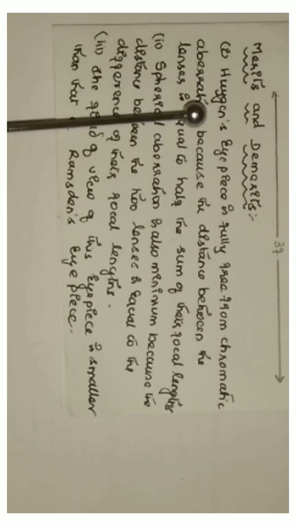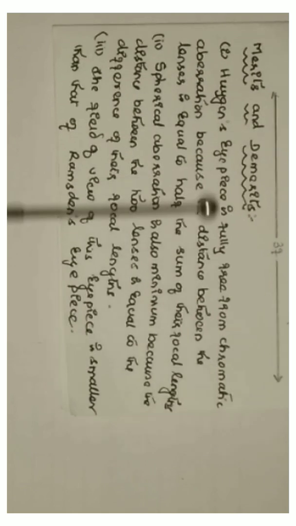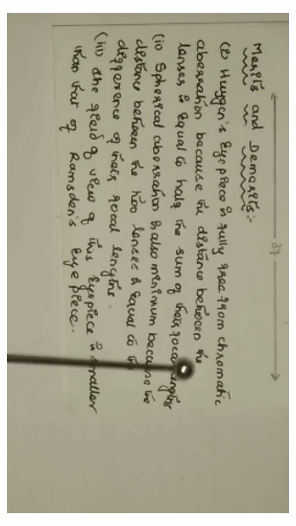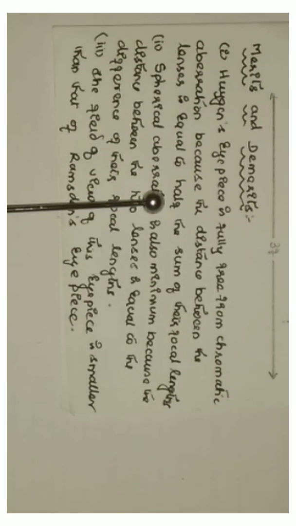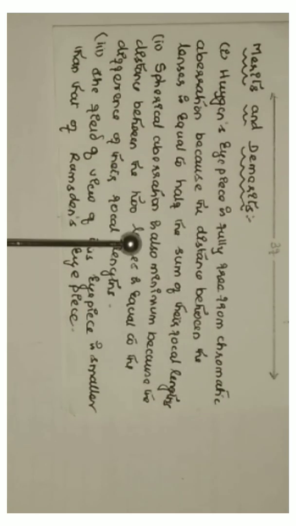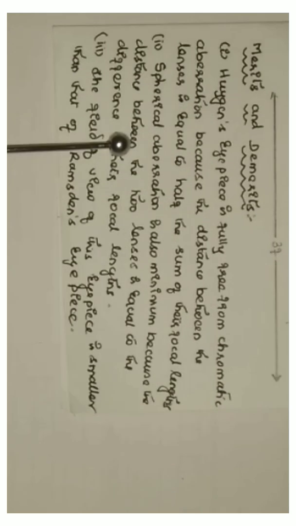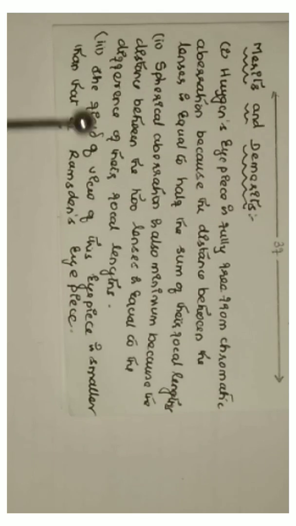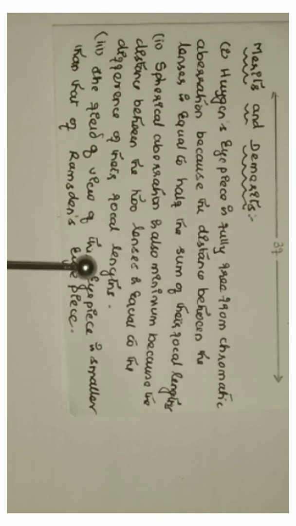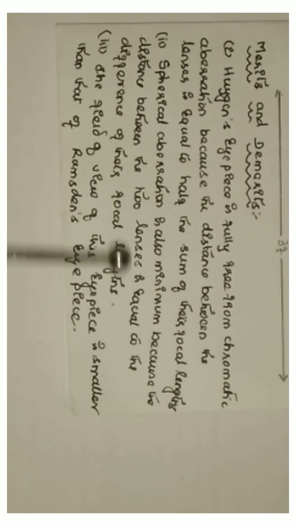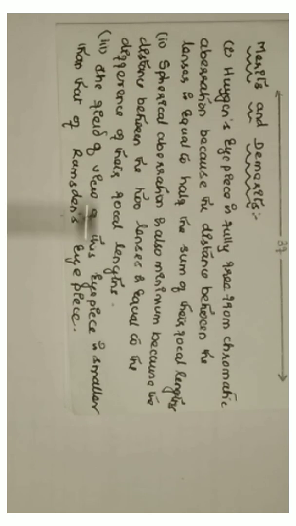The merits and demerits. The Huygens eyepiece is fully free from chromatic aberration because the distance between the lenses is equal to half the sum of their focal lengths. Spherical aberration is also minimum because the distance between the two lenses is equal to the difference of their focal lengths. The field of view of this eyepiece is smaller than that of the Ramsden's eyepiece. These are some of the important merits and demerits of the Huygens eyepiece.